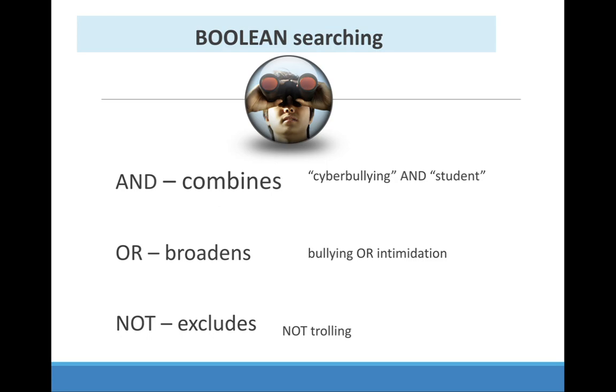So we might conduct a study on cyberbullying and students and bullying or intimidation, and perhaps in that search result we're seeing a lot of articles on trolling, which is maybe a different aspect of intimidation or bullying online, but it's not specifically what we're interested in studying. So looking at our search results, we could add another search limiter and say NOT trolling. I'll demonstrate how that works in a minute when we demonstrate searches.